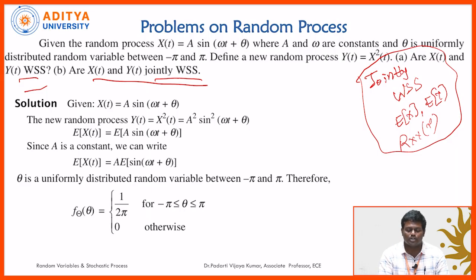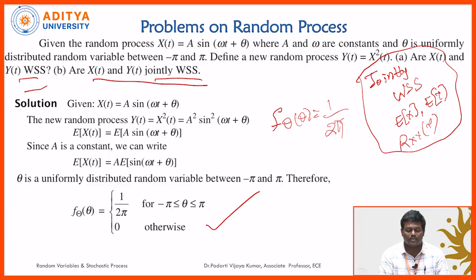So, given theta is a uniform random variable, for a uniform random variable f(theta) will be 1/(b - a), that is 1/(pi - (-pi)), and the limits of theta will be -pi to pi. So, this is the uniform random variable density function.